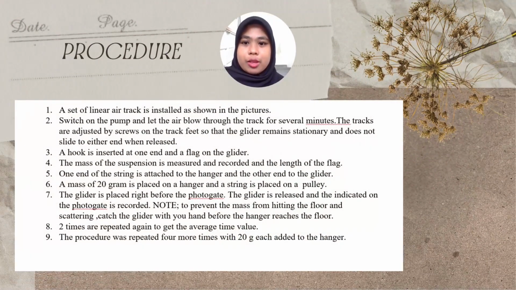Today, I want to explain about the procedure. First, we must set up the linear air track as shown in the pictures. After that, we must switch on the pump and let the air blow through the track for several minutes. The track is adjusted by the screws on the track feet so that the glider remains stationary and does not slide to either end when released.